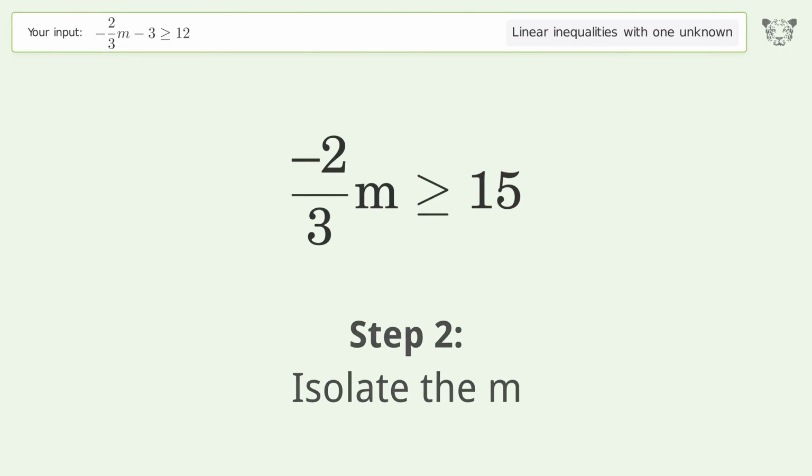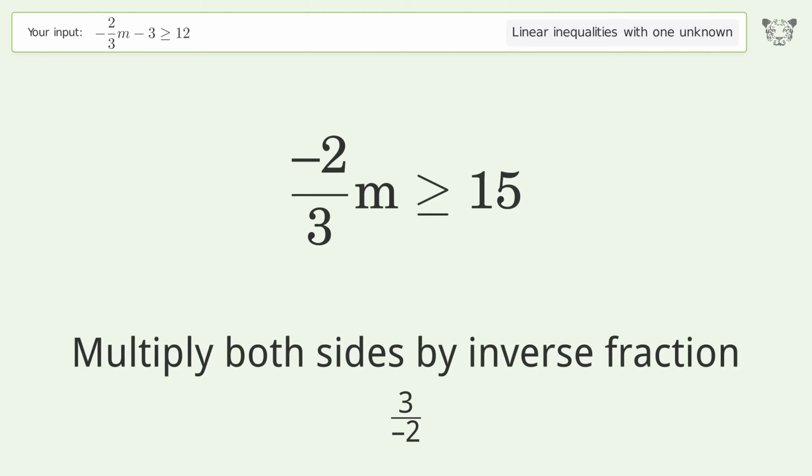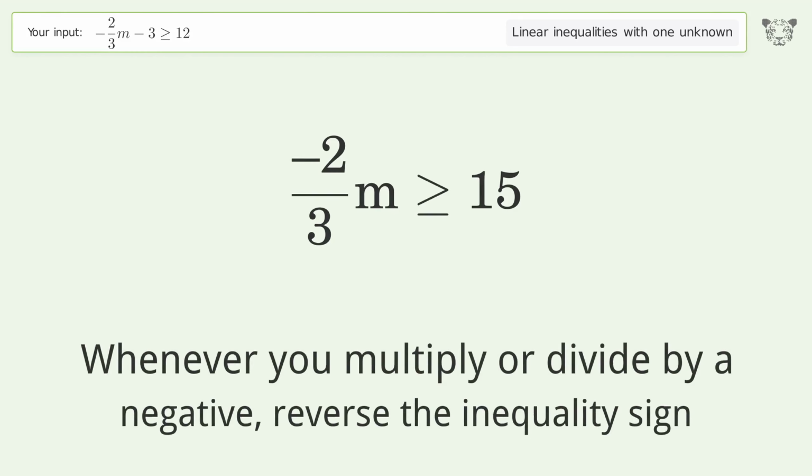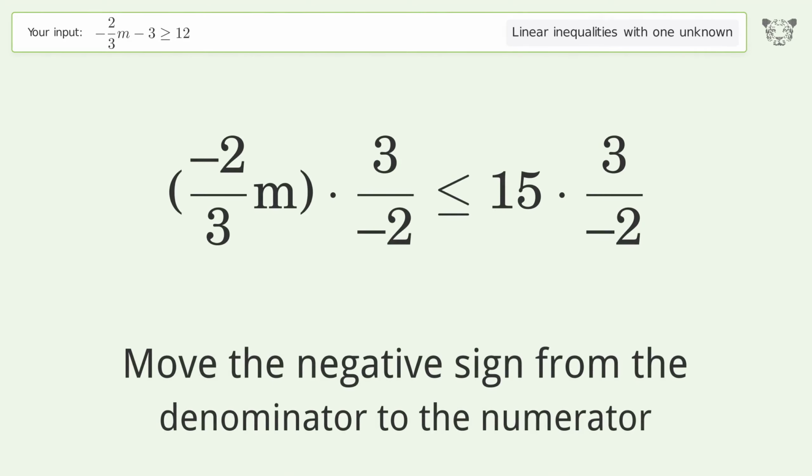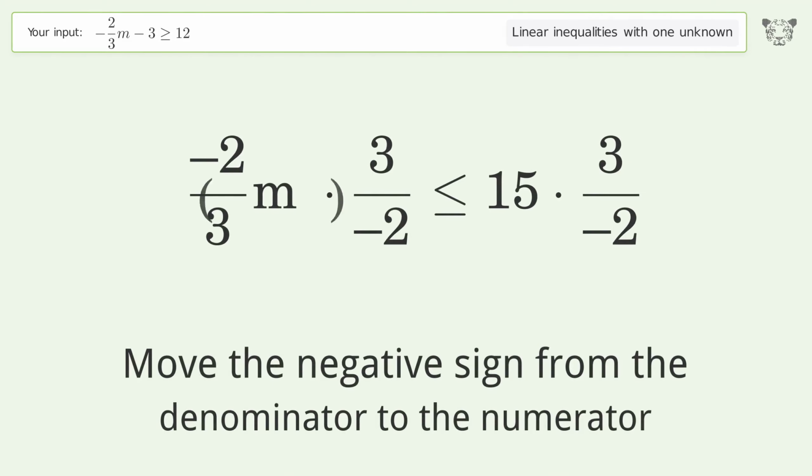Isolate the m. Multiply both sides by inverse fraction 3/2. Whenever you multiply or divide by a negative, reverse the inequality sign. Move the negative sign from the denominator to the numerator.